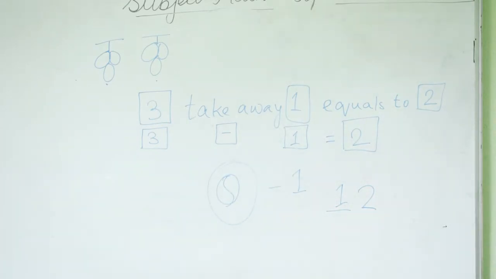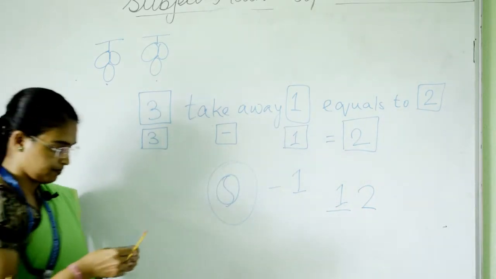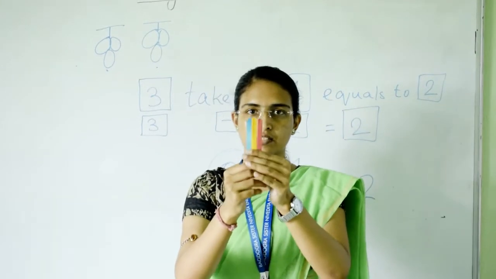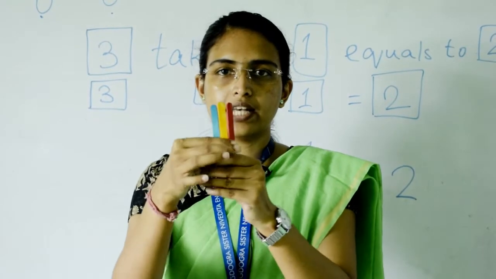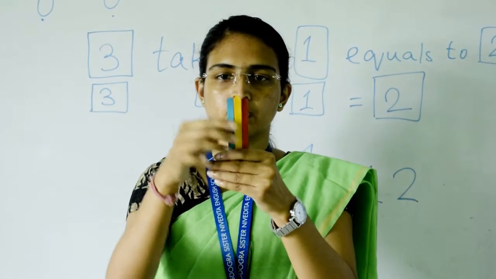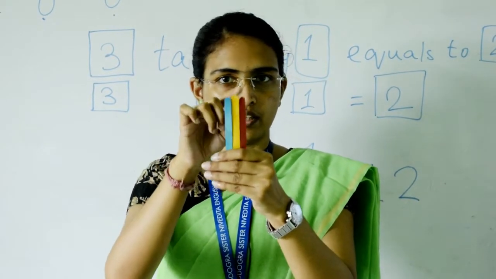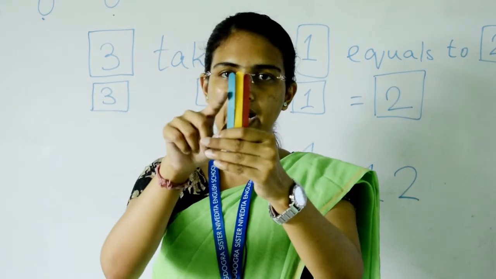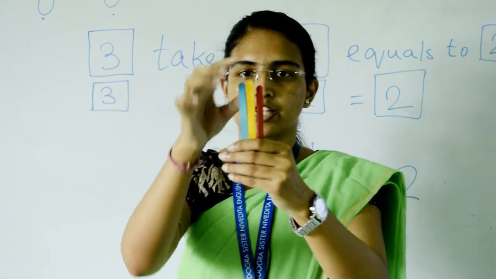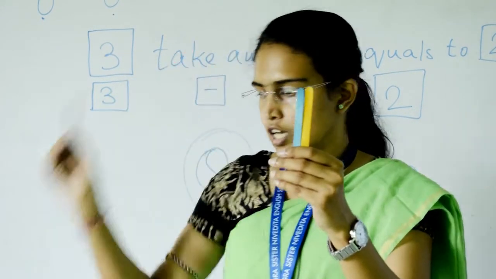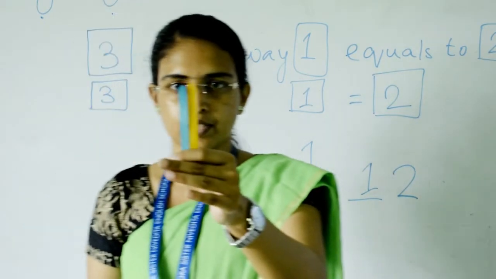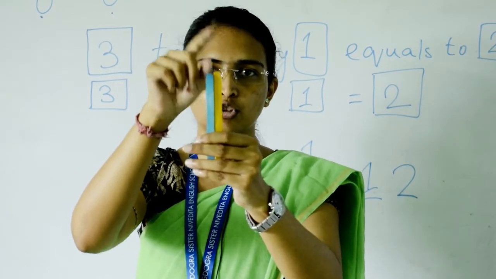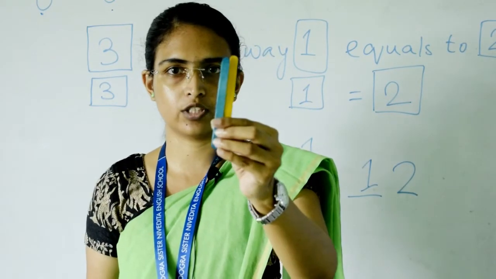Now for example, I am showing you another thing. Look, what is this? These are 3 different color ice cream sticks, right? So how many ice cream sticks do I have now? 1, 2, 3. And from these 3 ice cream sticks I have given this red color ice cream stick to my sister. So how many ice cream sticks do I have now? 1, 2. Only 2 ice cream sticks. Okay.